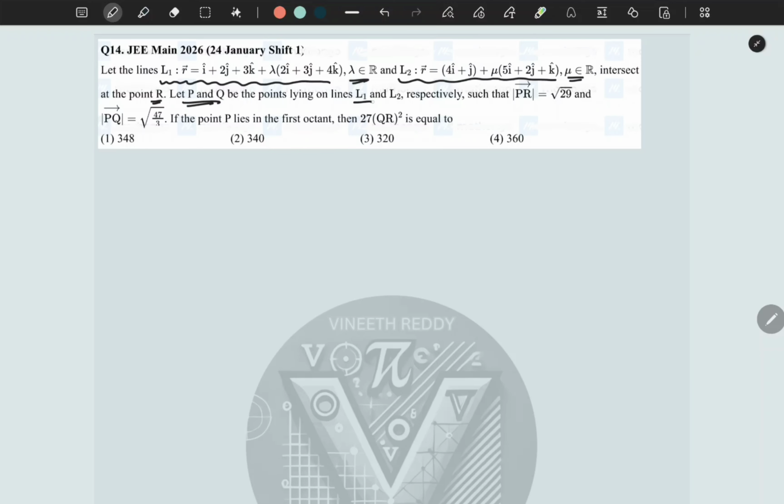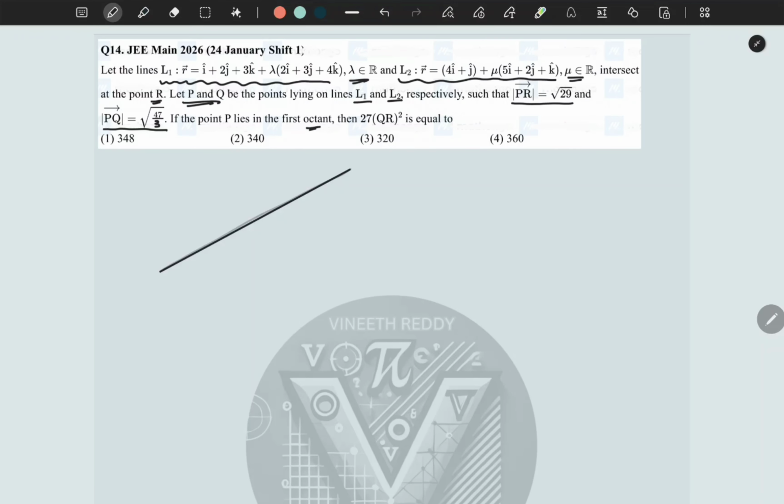Let P and Q be the points lying on lines L1 and L2 respectively, such that length of PR is root 29 and length of PQ is root 47 divided by 3. If the point P lies in the first octant, then 27 times QR whole square should be equal to what?